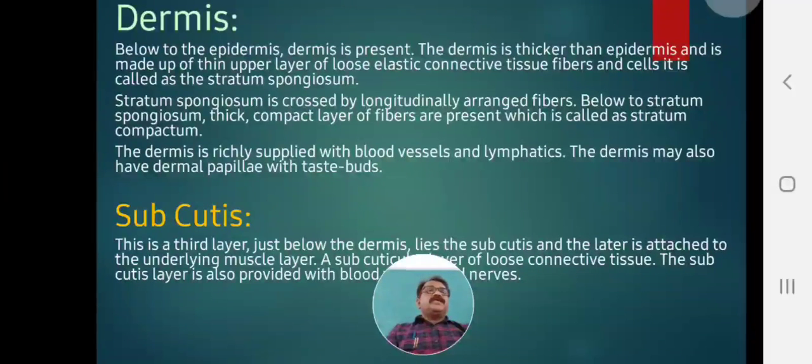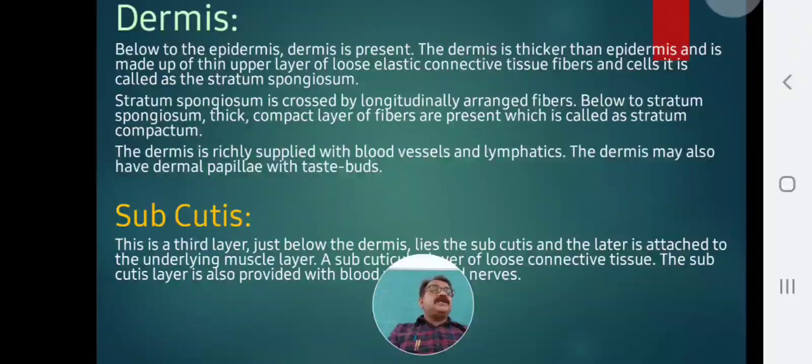The second layer, next to or below the epidermis, is the dermis. Below the epidermis, the dermis is present, and the dermis is thicker than the epidermis. Remember, no doubt, the epidermis is a multiple cell layer, connective tissue sheet layer, but compared to the epidermis, the dermis is thick and the epidermis is thin. The dermis is thicker than the epidermis and is made up of a thin upper layer of loose elastic connective tissue fibers.